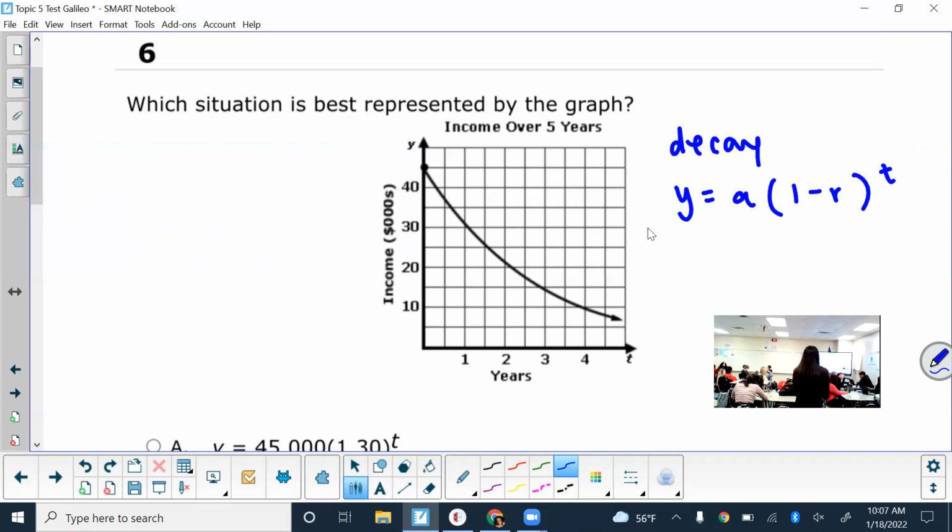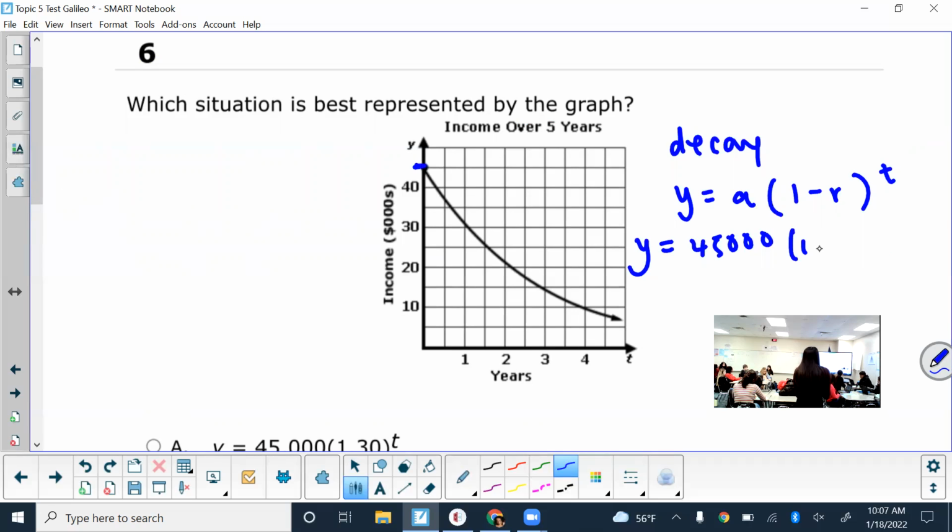A again is initial amount. So what's my initial amount in this one? Where does the graph start at? At 45,000. Right, and I know it's 45,000 because it says in the thousands. So good. A is 45,000.